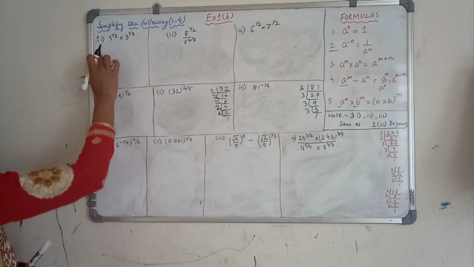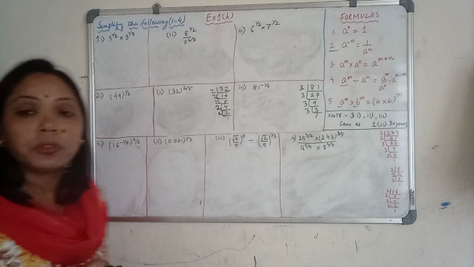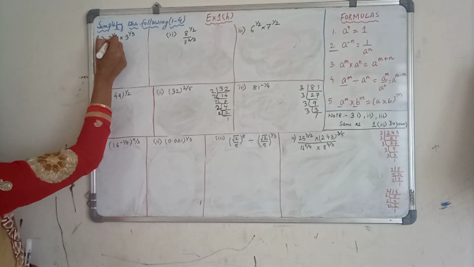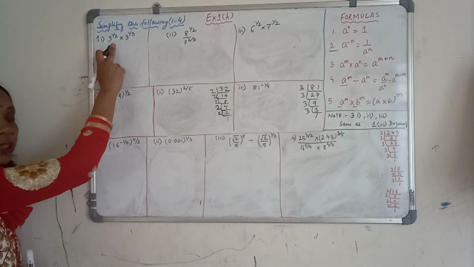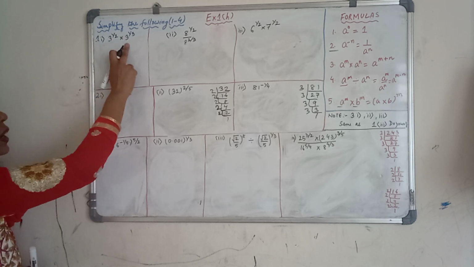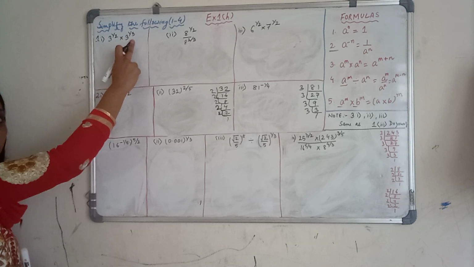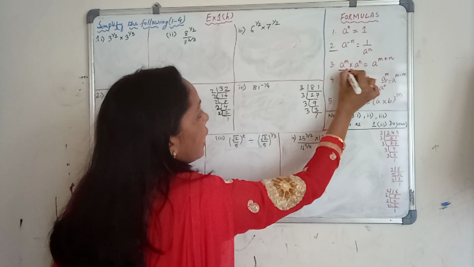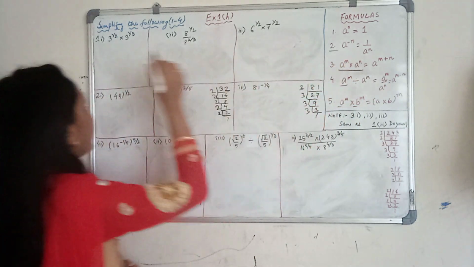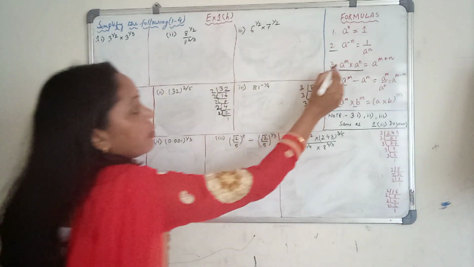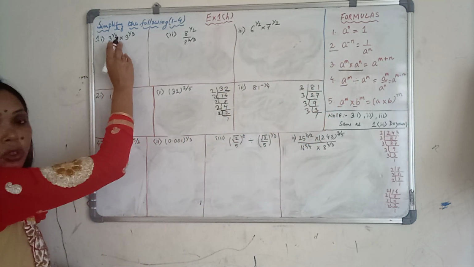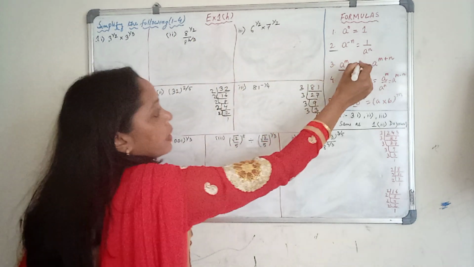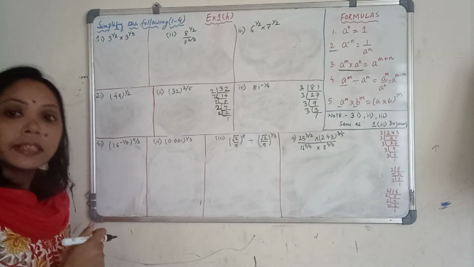Simplify the following from 1 to 4. In 1 to 4 we have to simplify the sums. Number 1 is 3 power 1 by 2 into 3 power 1 by 3. If you see this one, this is exactly the same as this. Base is a, here base is 3. Power is m, here 1 by 2. Again base is a, again here 3 and power is 1 by 3.